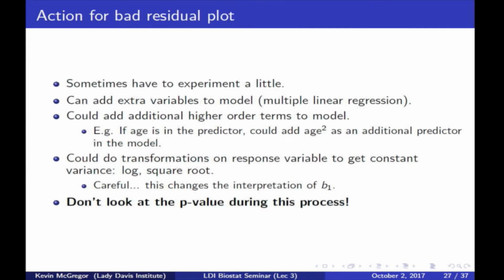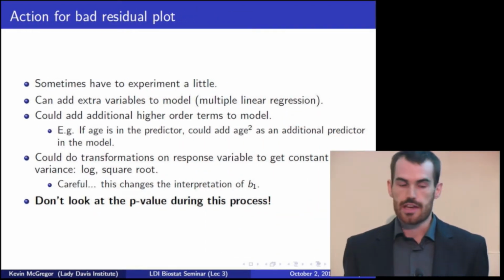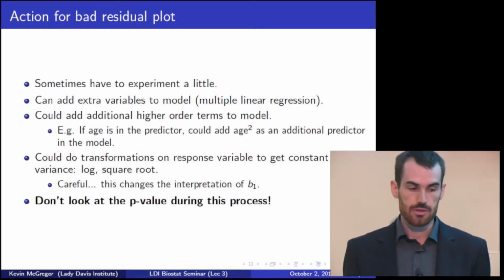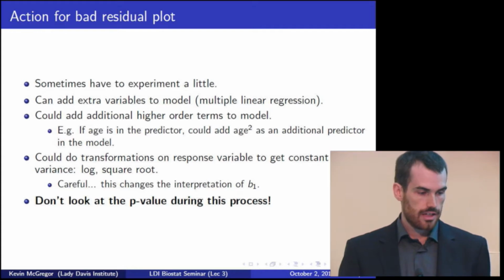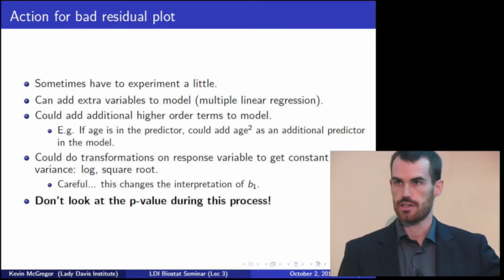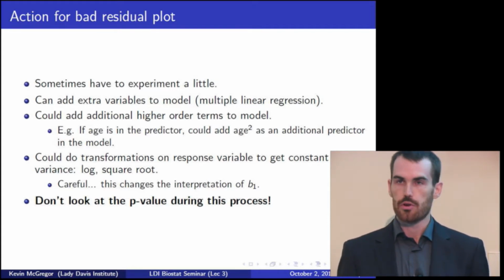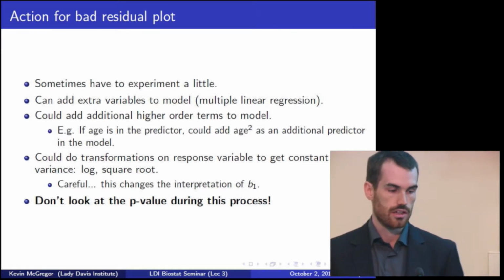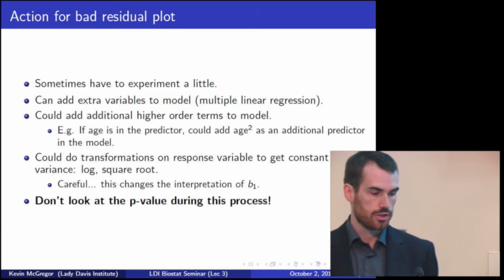So what do you do if you have a bad residual plot? Well, it's hard to say exactly. In reality, sometimes you just have to play around and experiment a little. You can add additional variables to your model, so that would get us into multiple linear regression. There might be other important variables that you think could explain variation in your outcome variable. You could add higher order terms to the model.